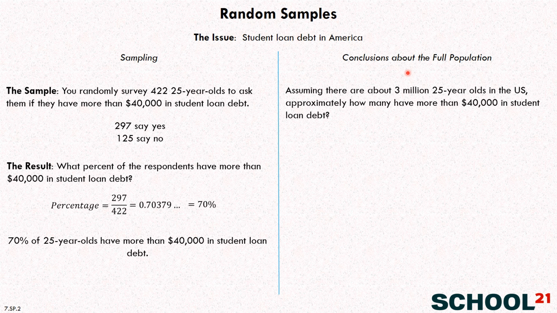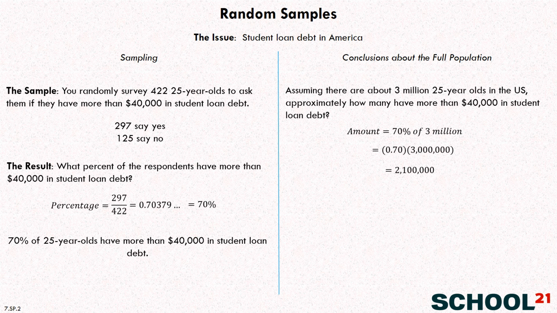Assuming there are about 3 million 25-year-olds in the U.S., approximately how many have more than $40,000 in student loan debt? How would you calculate that? Well, you've made a conclusion that 70% do, and here's 3 million, so you would find 70% of 3 million. And so you know how to do that. You multiply 0.70 times the 3 million. You can do that on a calculator or even with mental math or by hand.